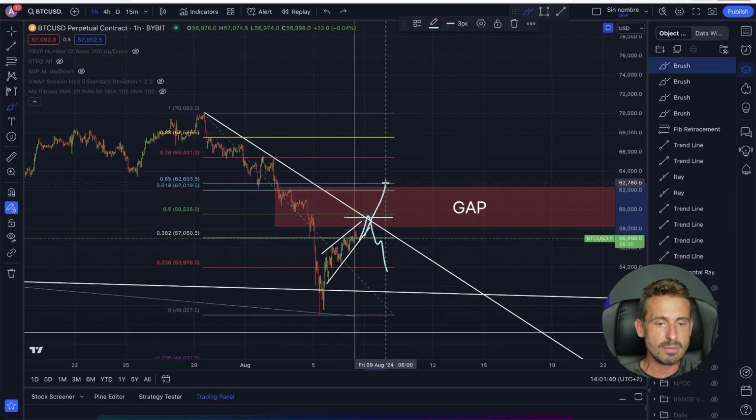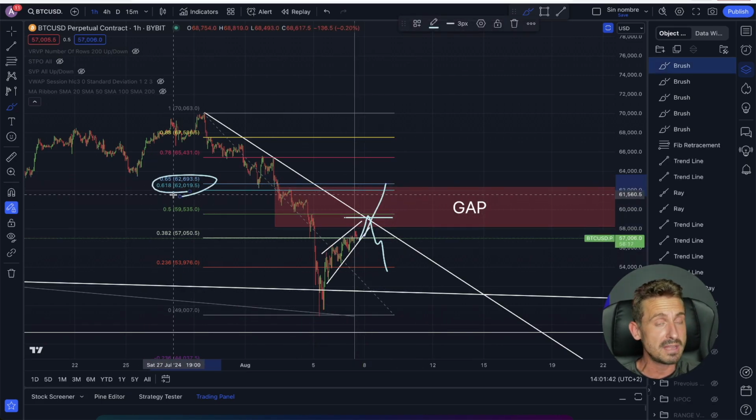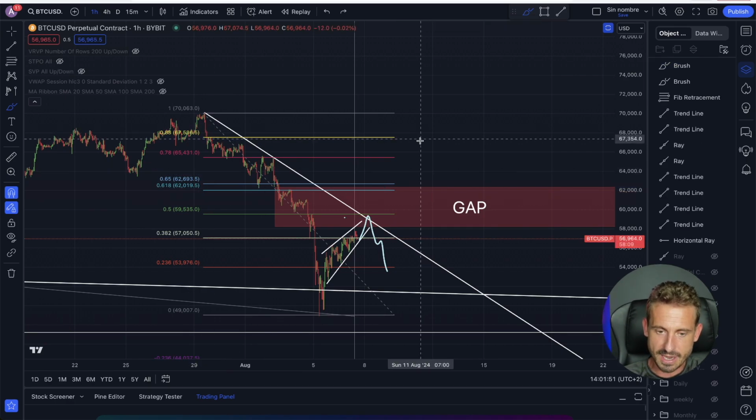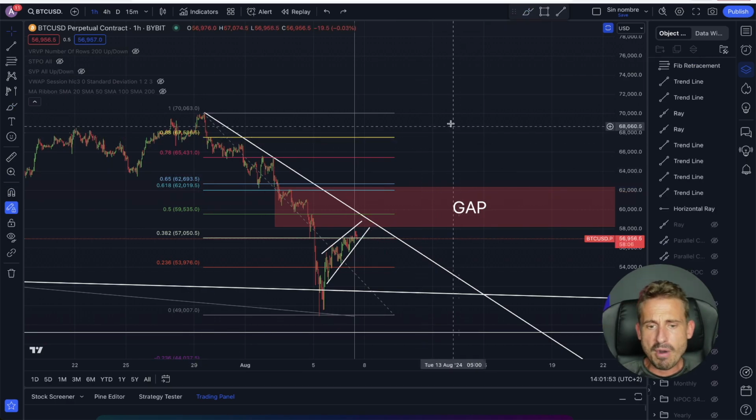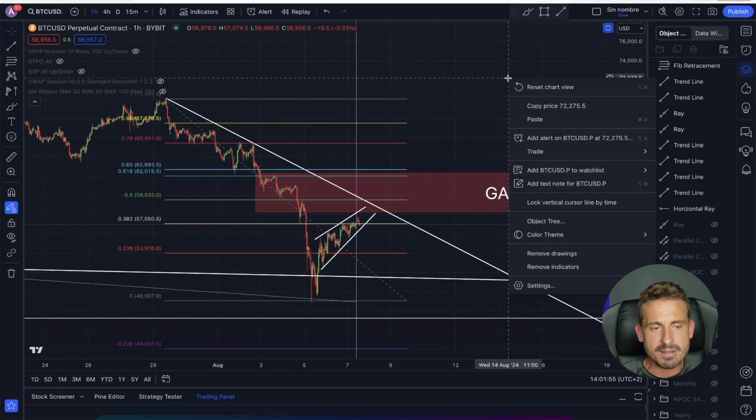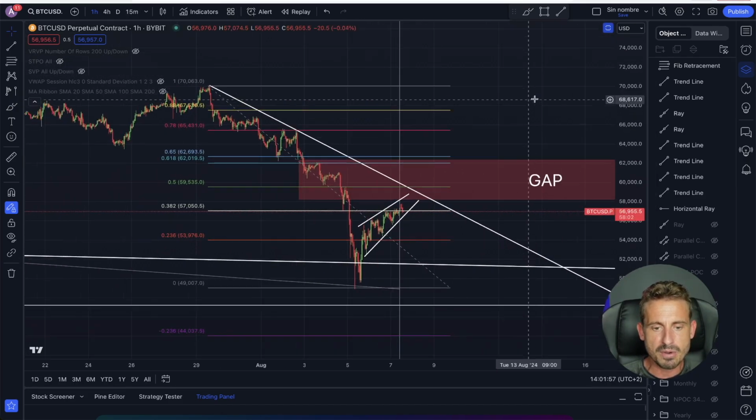If we break out here, without a doubt, I'm looking at the $62,000 range. This is crucial. It's the fill of the gap, the 618 and the value area low range from March and August. What if the price does not move up? We are breaking down. This has actually been a bearish pattern. We've broken down from this level.